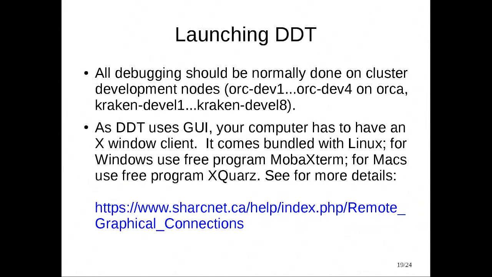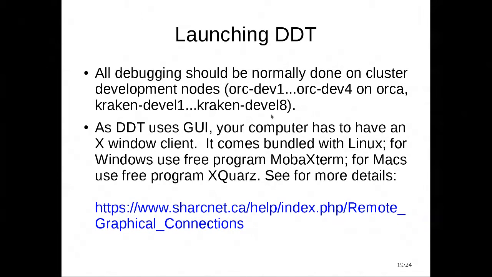As I said, this is an interactive GUI application. It's an exception. Normally, we don't allow users to use those applications. SHARCNET basically allows debugging only using development nodes. The exception is a recurring cluster where you can use the test queue, but I don't have time to explain that today. So normally you have to go to development nodes. On Orca, you SSH to Orca, and then you SSH to one of the 4 development nodes, orca-dev1, 2, 3, or 4. Kraken has 8 development nodes.